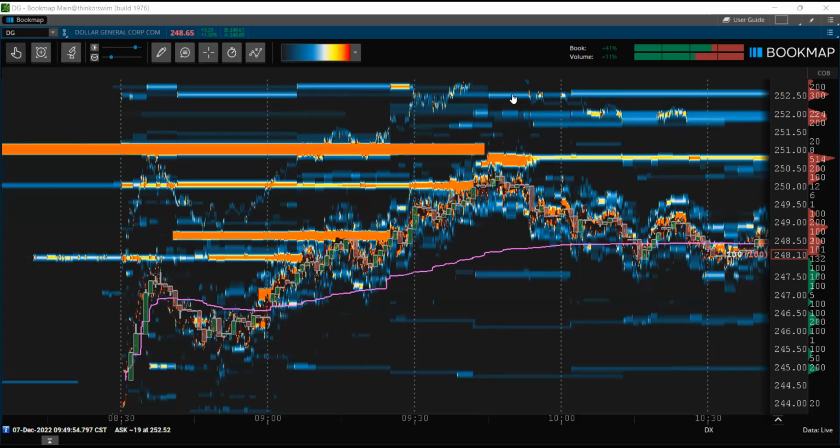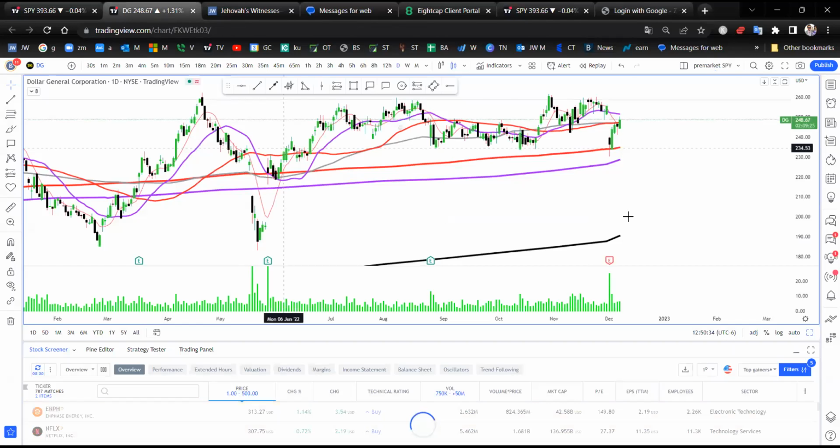Now, first and foremost, I know I always start on BOOKMAP, but in reality, BOOKMAP is not how you find the plays. How you find the plays, let me flip over to my browser here. The way that you find the plays is on your scanner. So this is the stepping stone. This is your process. I want to take you through the process here.